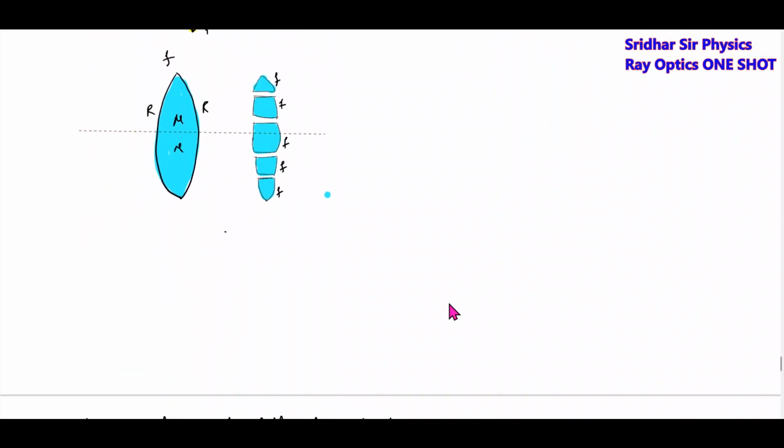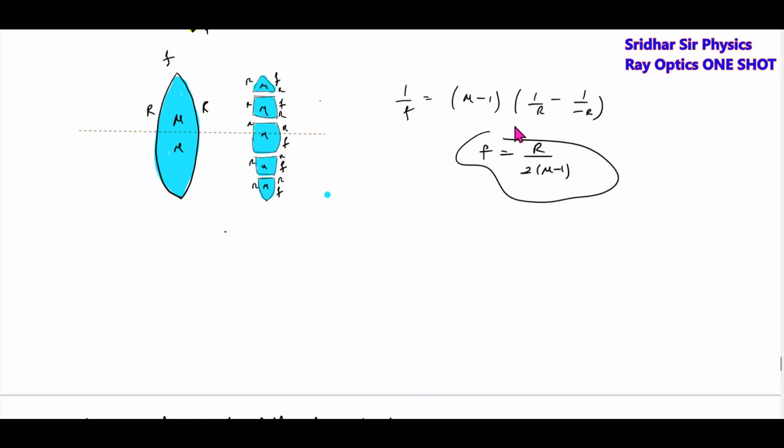Now, if we cut parallel to the axis here, the radii will not change, and the mu of all the lenses is the same. The radius of curvature has not changed. So according to the lens maker formula, mu minus 1 by r, the focal length of each part will be the same. So if you cut parallel to the optic axis, the focal length will not change.